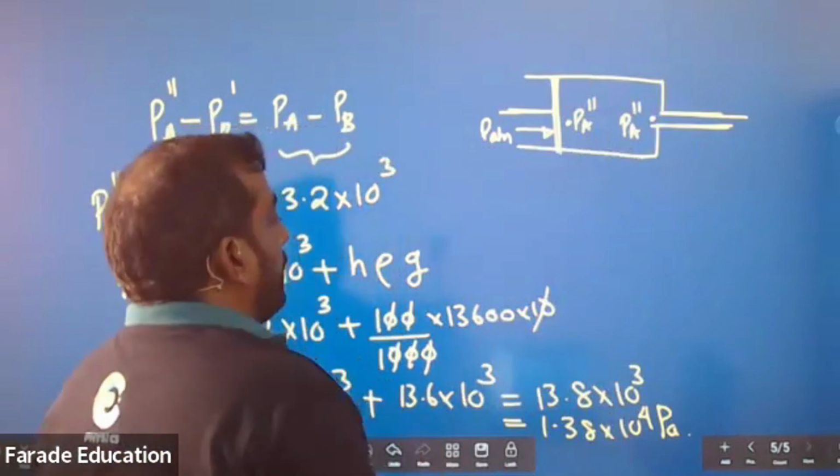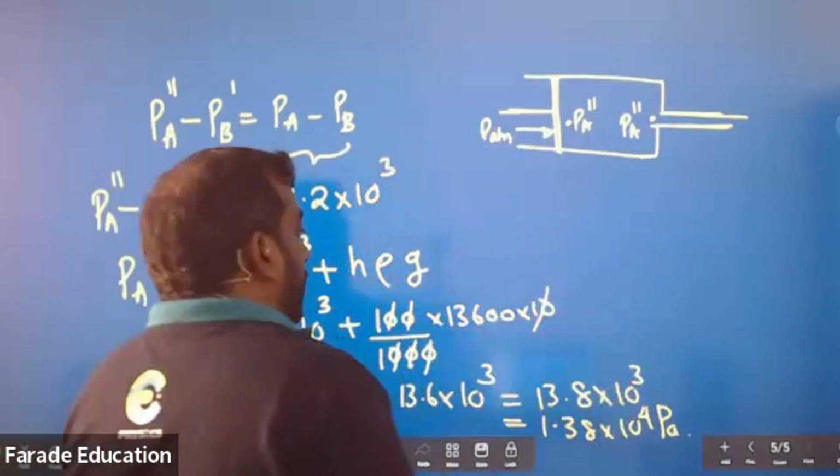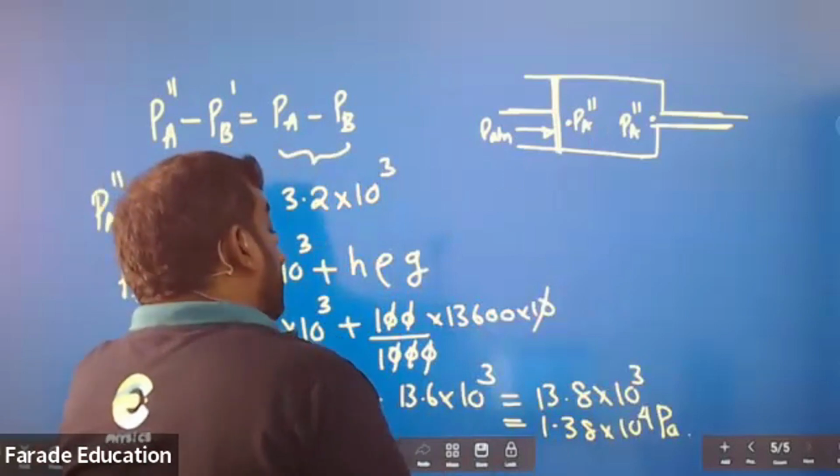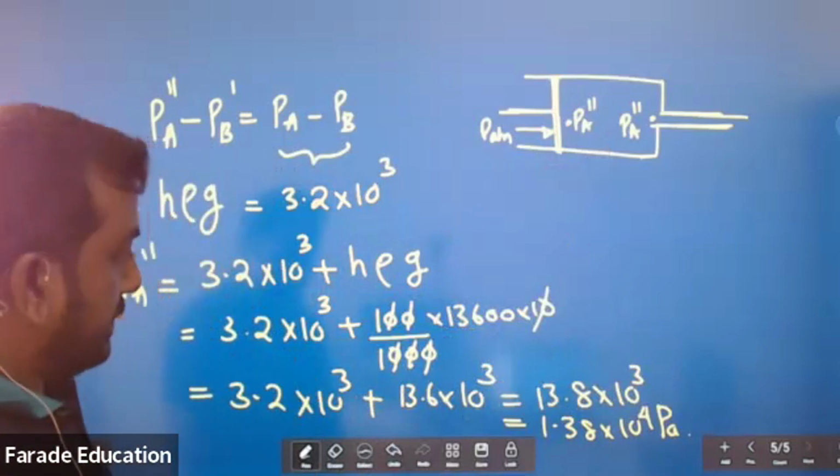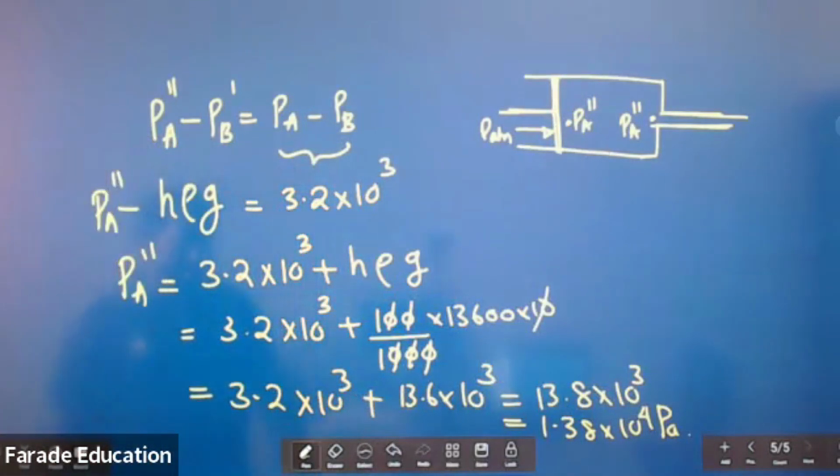So the atmospheric pressure, you are applying a force, no? This PA double dash is more than the atmospheric pressure or less? 10 to the power 4, no? Right. So PA double dash is 1.38 times 10 to the power 4.